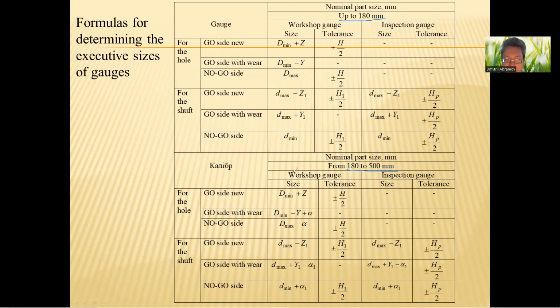The difference between this table and this table is that we use alpha for the nominal part size from 180 to 500 millimeters. You can see plus alpha, minus alpha, and alpha suffix 1. It's a difference between first table and second table.